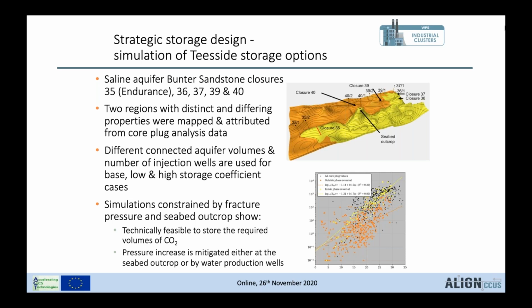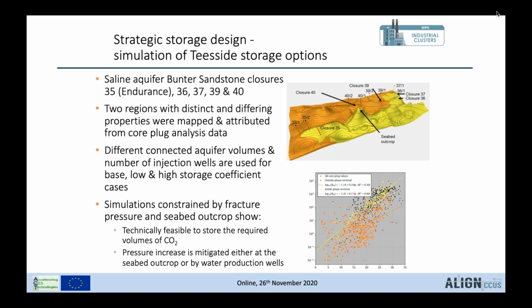The porosity permeability cross plot at the bottom shows that the yellow area is both more porous and more permeable than the orange coloured area, but note that both have wide ranges of values, and we use this information to attribute our model. We conducted many injection runs in our simulations using different connected aquifer volumes, different number and position of injection wells, and we considered base case, low and high storativity cases based on the wide ranges of values, such as that shown on the plot here, to reflect what was most likely, then perhaps a pessimistic or an optimistic case.